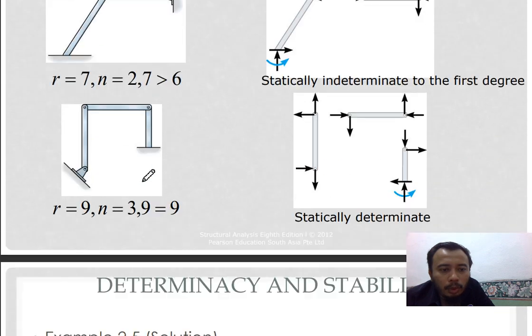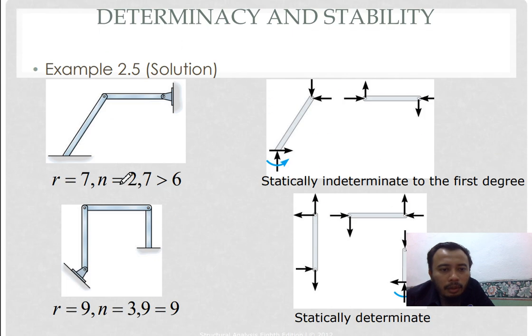Okay, example 2.5. We have 2 members. We have 7 unknown. 1, 2, 3, 4, 5, 6, 7. This does not count as similar. So this is statically indeterminate to the first degree. 7 minus 6 equals 1.